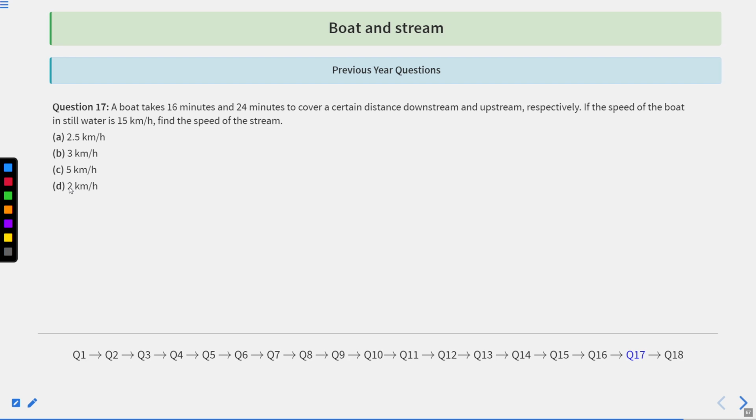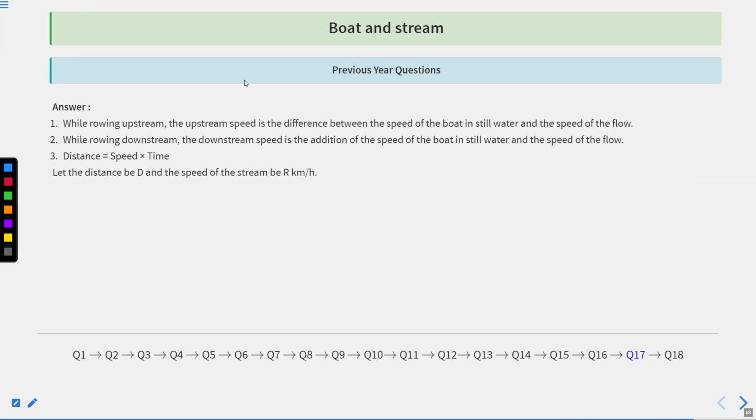Let us now see question number 17. A boat takes 16 minutes and 24 minutes to cover a distance downstream and upstream, respectively. If the speed of the boat in still water is 15 km per hour, find the speed of the stream.